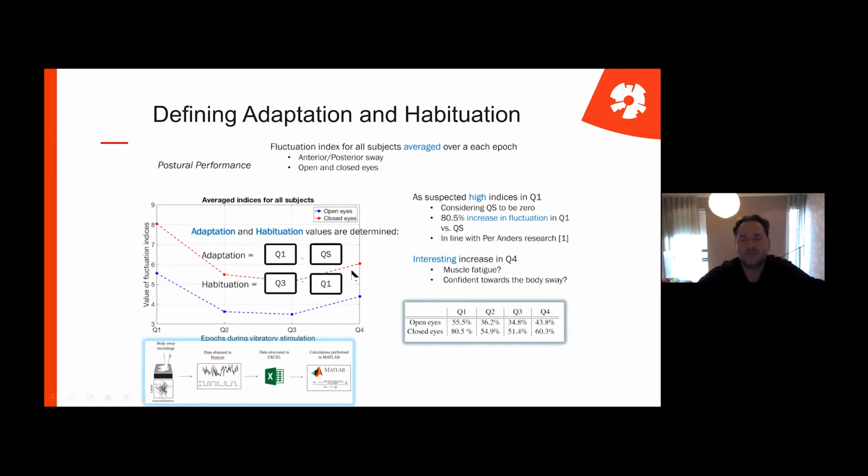So for this reason, we define the adaptation as the segment at the very beginning, the Q1 minus the stance, so the quiet stance. So this first segment is what we call adaptation. And habituation is then what follows. So the process, these intervals of time, while the body reacts and learns how to react to this perturbation.